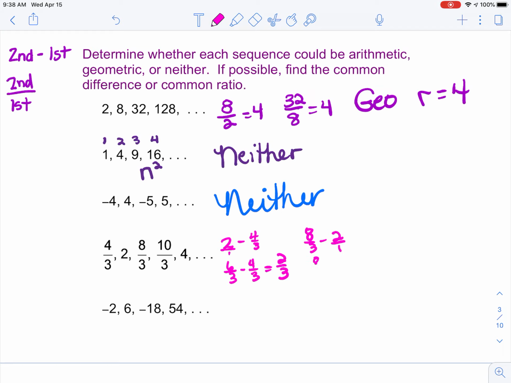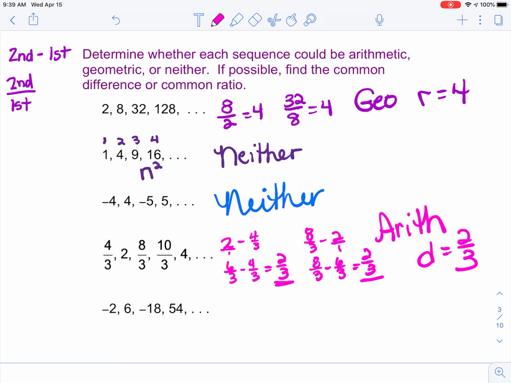8/3 minus 2. Remember, I got to get a common denominator. So what is 8/3 minus 6/3? It's 2/3. These did come out the same. I was subtracting, so that means this is arithmetic. And my common difference is going to be 2/3.